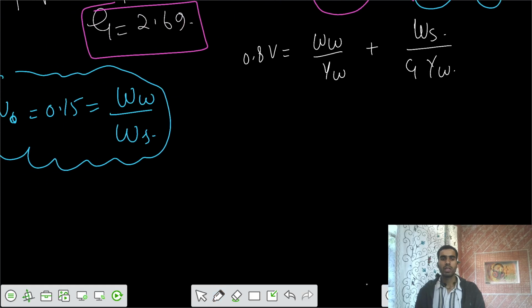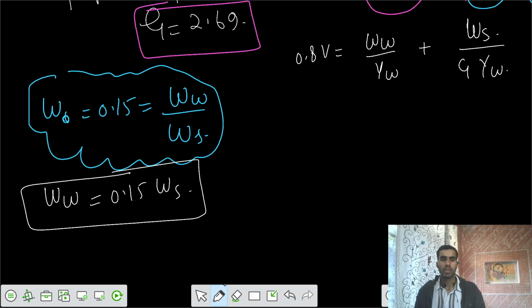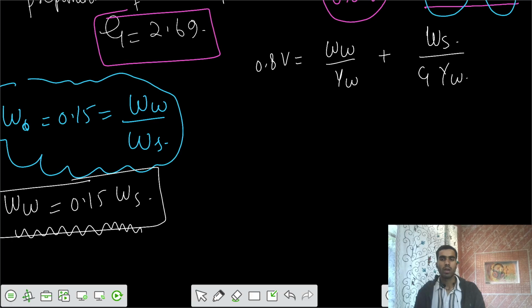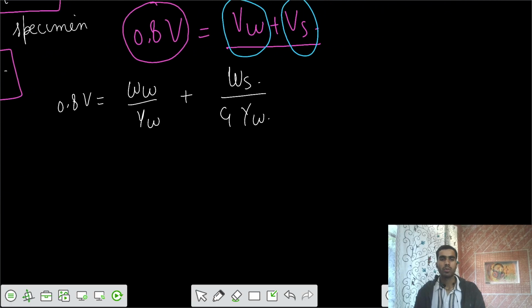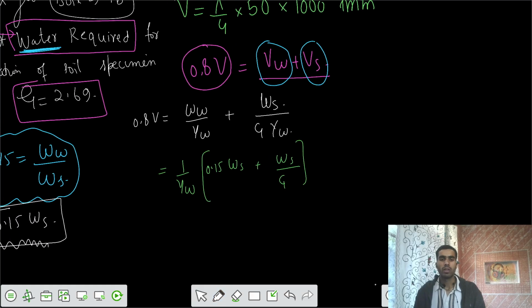And we also know one more equation, that water content is 0.15. So what is the weight of water? That is 0.15 times weight of solids, based on this equation. So let's substitute that value here. I'm going to write 1 by gamma W outside, and 0.15 times weight of solids plus weight of solids by G times gamma W. I have kept the gamma W outside. So you have this equation now.